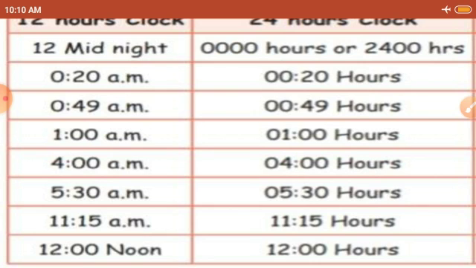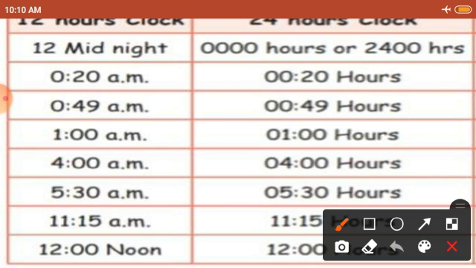0:20 AM. Here see, the first one always denotes, that means this 0 always denotes which place? Hours place. And the second one always denotes minutes place. See, in the hours place you don't have anything. Simply 0 is there. And in minutes place what you have? 20. And what is the term they are using here? AM. So we are going to write this in 24 hours format.